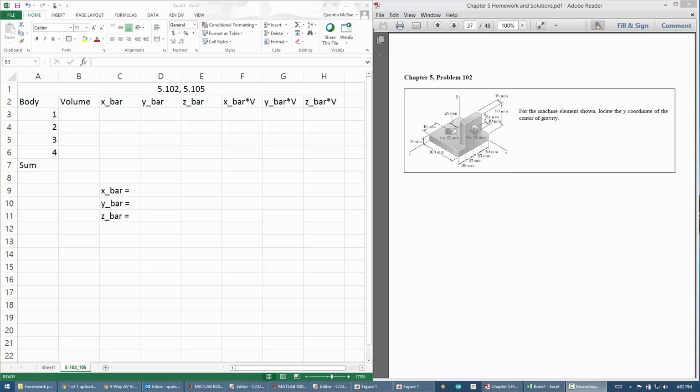Okay. Hi, we're going to look at problem 5102 and 5105. They're asking for x and y of the same problem, and it's this composite body. We have this machine element shown, and we're supposed to locate the center of gravity. Okay, so we have this thing, and it's in 3 dimensions.